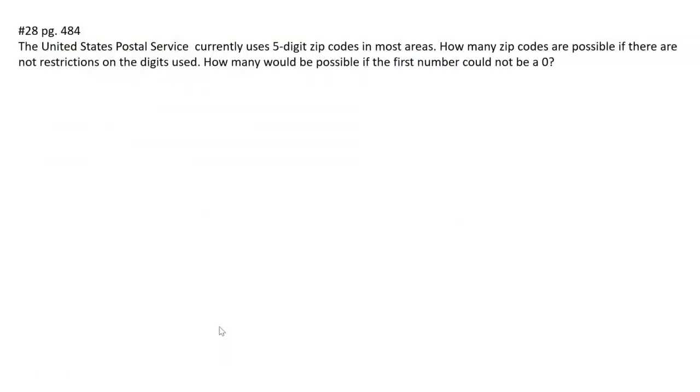Now this is number 28. It says, the United States Postal Service currently uses 5 digit zip codes in most areas. How many zip codes are possible if there are no restrictions on the digits used? And how many will be possible if the first number could not be a 0? So here, guys, there are 2 different questions.